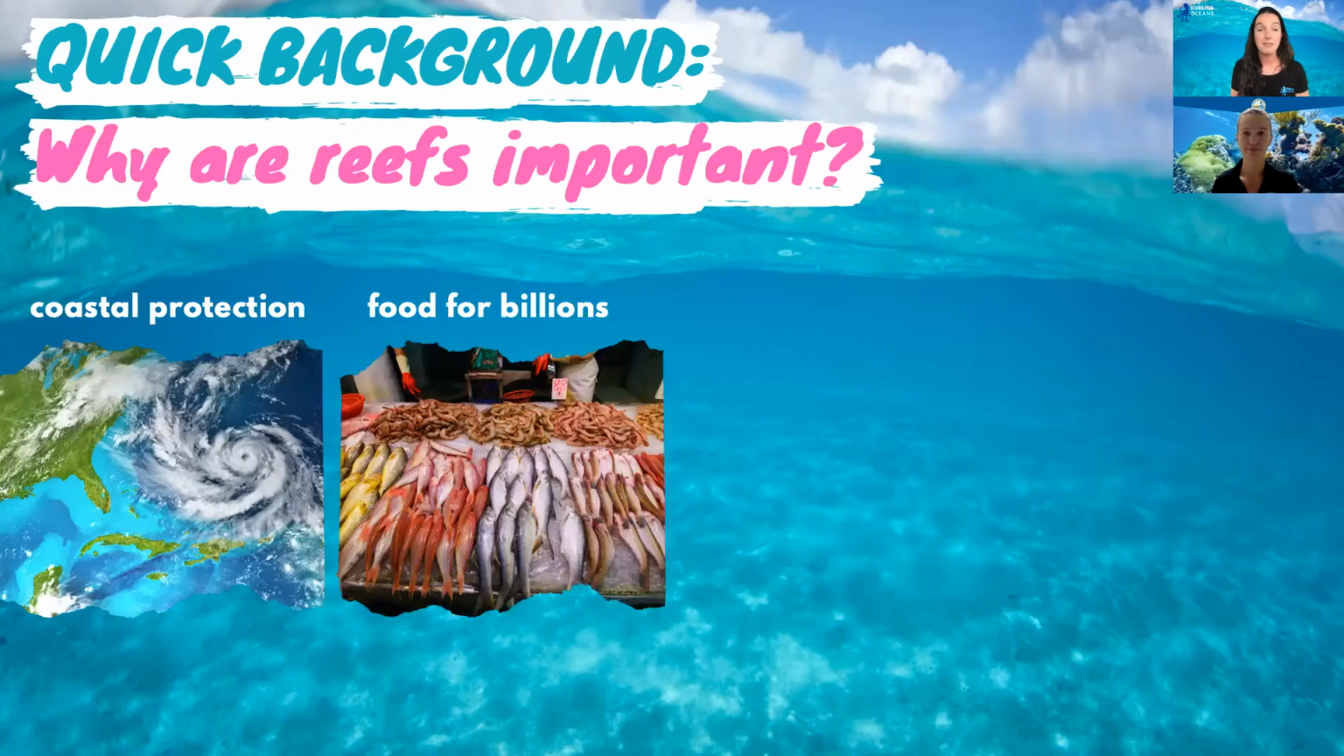They also provide food for billions. So many species of fish depend on the reef at least one point in their life. This food is so important for both coastal communities and landlocked communities. And I like to point out that this is becoming an even more important source of protein as people are switching away from meat in the interest of reducing climate change impacts.